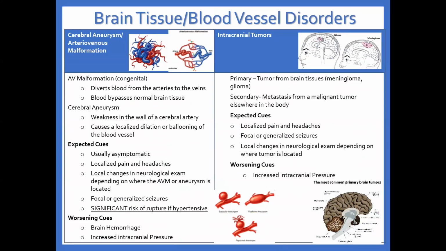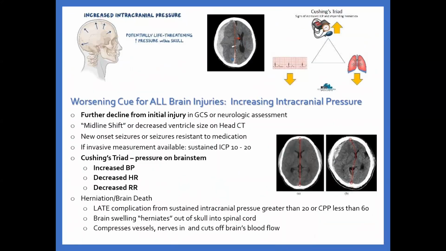So I've introduced you to the symptoms. Let's talk about what we do. Here's the worsening cue for anything. This is what increased ICP looks like. These are the cues of increased ICP. Basically, any decline in your neuro status. Any decline in your GCS or your neuro assessment could be a cue of increasing pressure in your head.